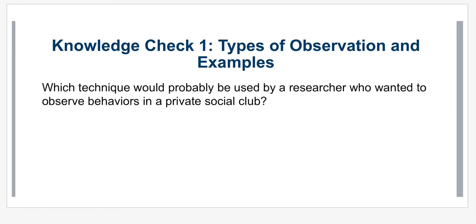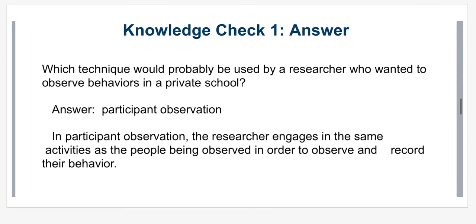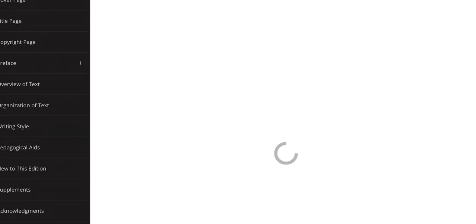So let's do our knowledge check. Which technique would probably be used by a researcher who wanted to observe behaviors in a private social club? Well, as we talked about with cults and mental hospitals, participant observation is best here because the researcher can engage in the activities as the people being observed, and they can get access to these people that they wouldn't be able to observe from a distance in a private social club. That wouldn't happen. They have to get in there and be a part of it in order to observe that behavior.